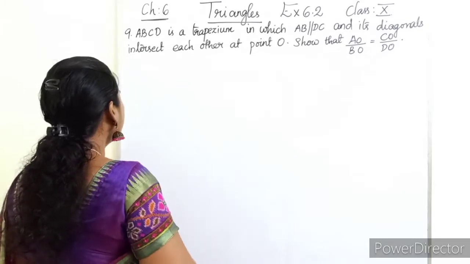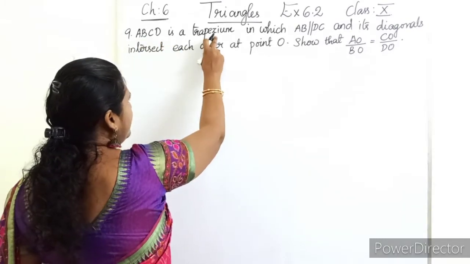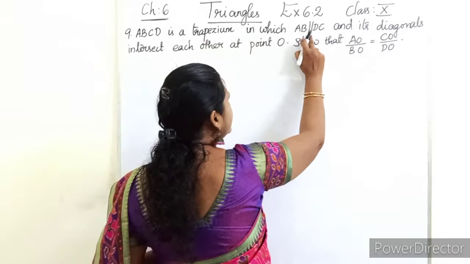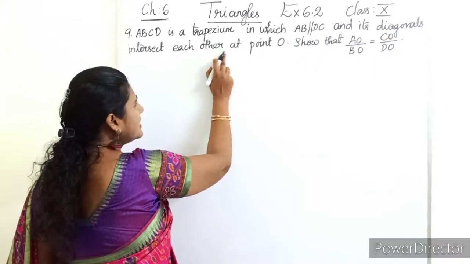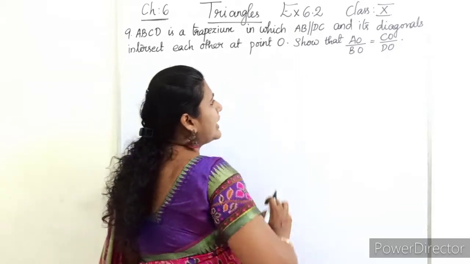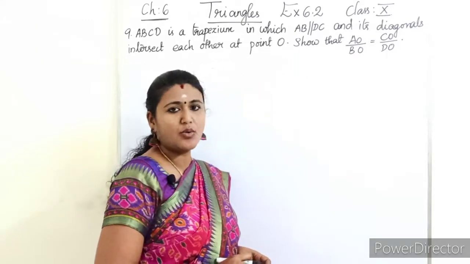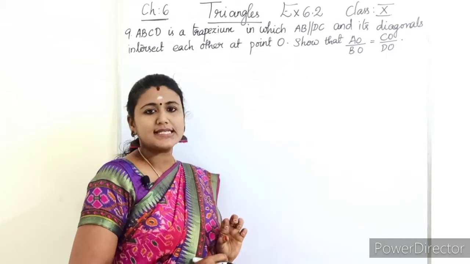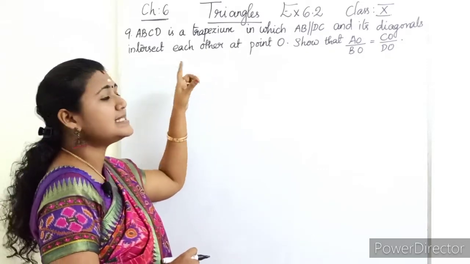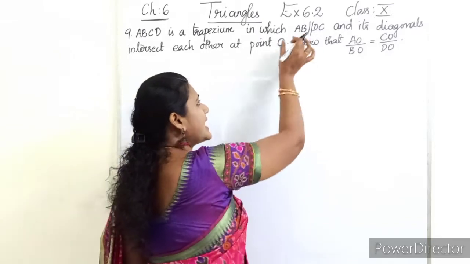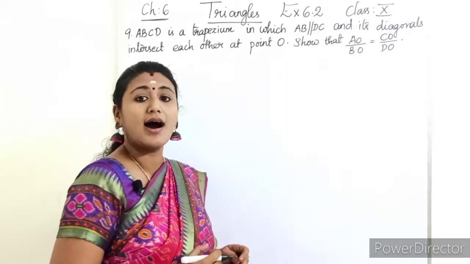Question number 9. ABCD is a trapezium in which AB is parallel to DC and its diagonals intersect each other at point O. Show that AO by BO is equal to CO by DO. So this is the question. So here what is given? ABCD is a trapezium with the sides AB and DC are parallel sides.